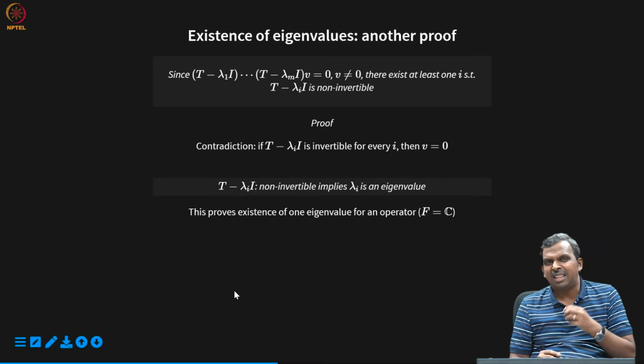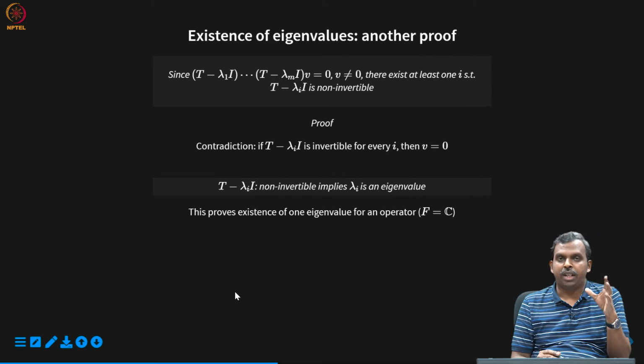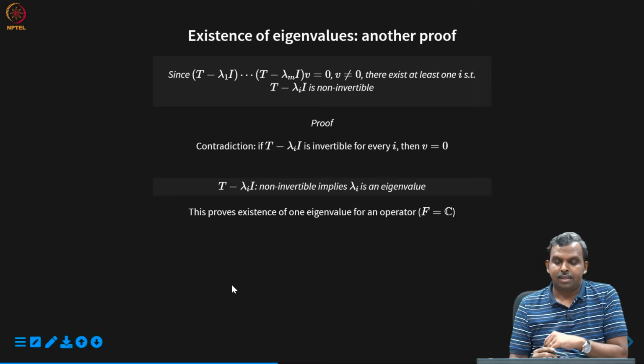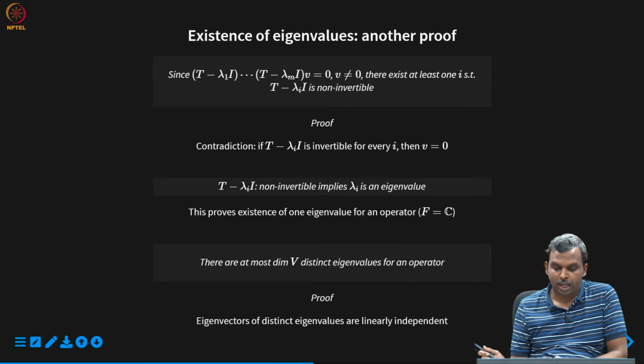So you can prove quite easily the existence of an eigenvalue without using any determinant or any such argument. The only thing you need is the fundamental theorem of algebra applied with the complex field. So this is a very nice, clean, simple proof for why eigenvalues should exist.